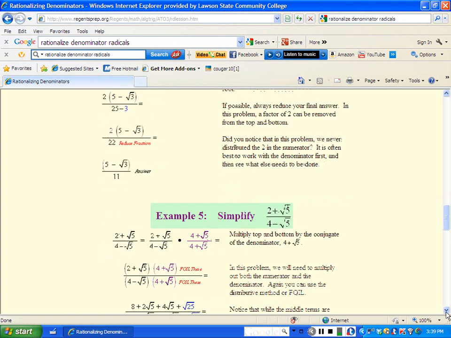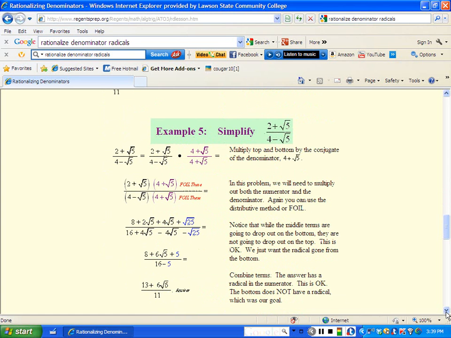Let's try one more. Example 5 here. Simplify 2 plus the square root of 5 divided by 4 minus the square root of 5. Again, this is a binomial in the denominator, so we will multiply the denominator by its conjugate. We're not concerned about the numerator having radicals. We're only concerned about the denominators having radicals.